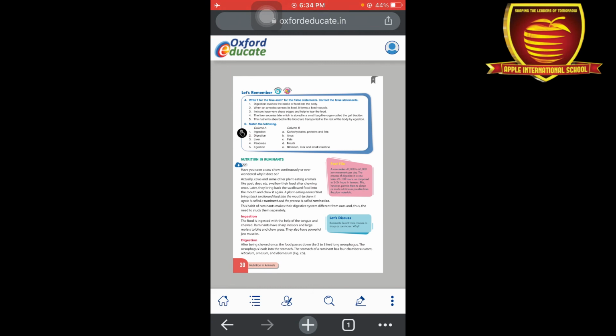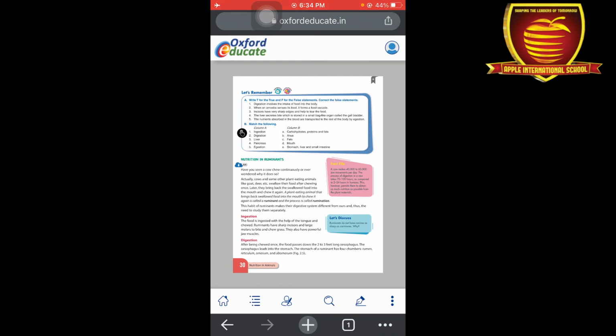जब वो च्यू करते हैं तो उसके बाद वो जो फूड है वो किस में पास आउट हो जाता है? 2 से 3 फीट तक की जो लंबी ऑसोफेगस है उसके थ्रू दैट फूड इज गोज इनटू देयर स्टमक. ओके, एंड दैट स्टमक इज डिवाइडेड इनटू 4 चैम्बर्स.